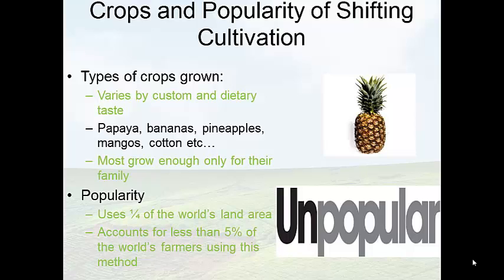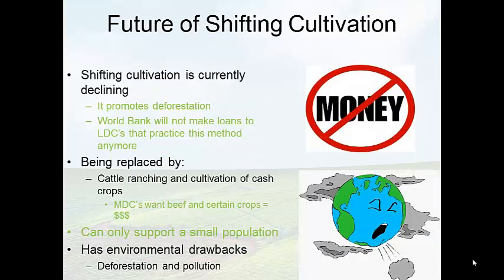Now, the popularity with shifting cultivation, it uses 1/4 of the world's land area, and there's a reason why, right? Just because the land isn't being used currently doesn't mean it's not going to later be used for shifting cultivation. It uses a lot of land, but it only accounts for 5% of the world's farmers that use this method. So it's henceforth unpopular.